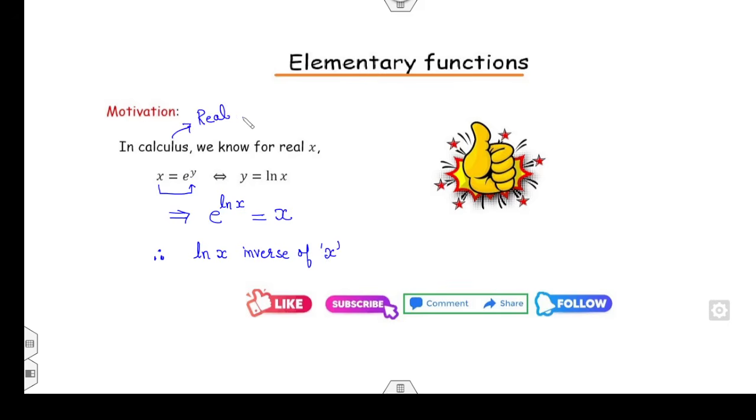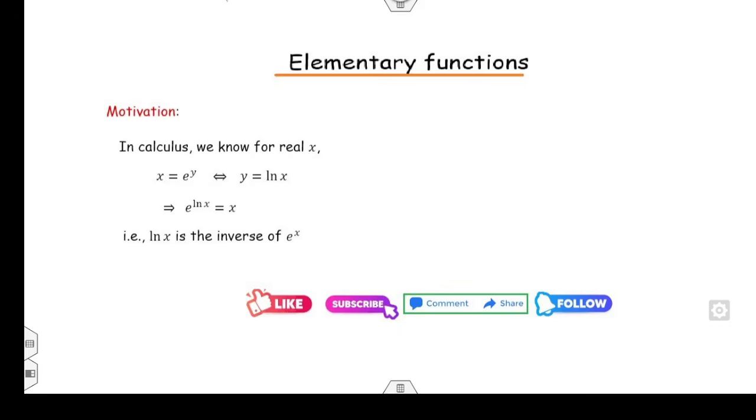यही हमने देखा हुआ है. Fine. Whenever you write e raised to power ln x, इसका क्या मतलब होता है? That means ln x is the inverse of e raised to power x. Now our target in this lecture is to learn क्या ये same चीज complex variable में भी possible है.